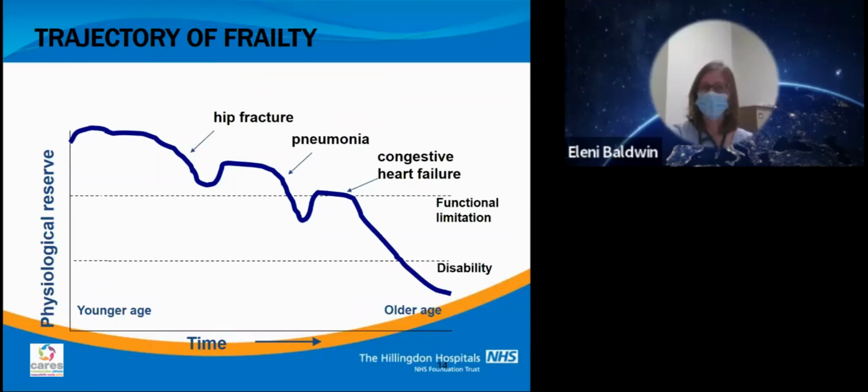This is quite a common trajectory of frailty. We see it quite a lot in hospital. Similar to the graph that we saw before, they're coming along up here quite nicely. Something hits them. So this person's had a hip fracture, they go down, it takes them a while to come back up again, and they haven't quite reached where they were before. And it continues on until it goes right down until the end.